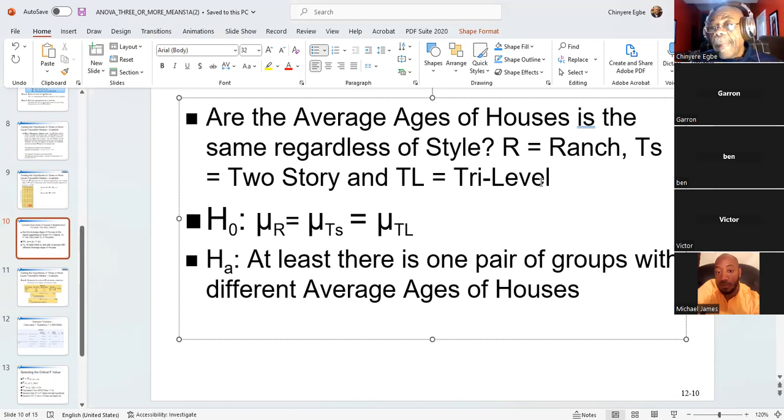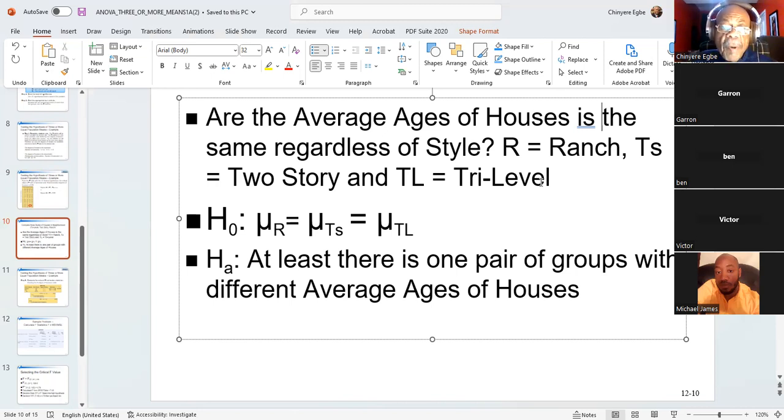For example, suppose there's a housing development in a neighborhood, and that housing development specifies that you should build different styles for different customers. And so the development all started at the same time, except that different customers chose different styles, and so the average ages would be the same.